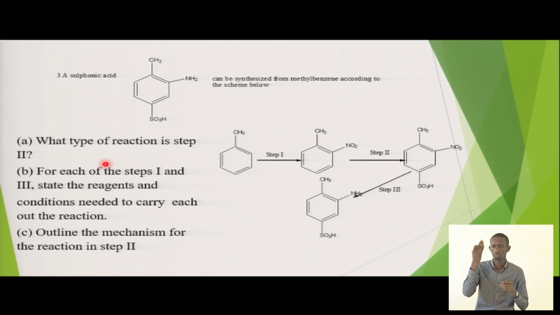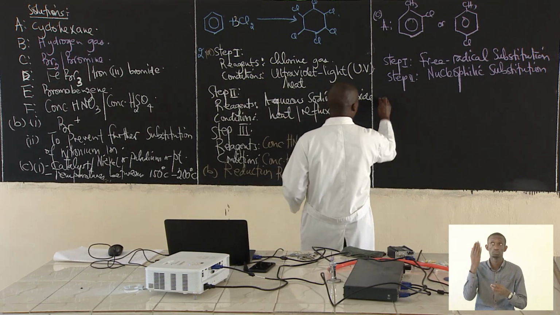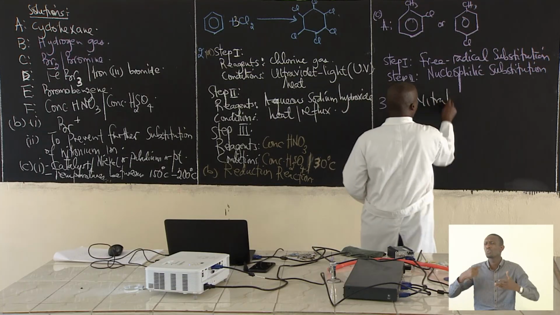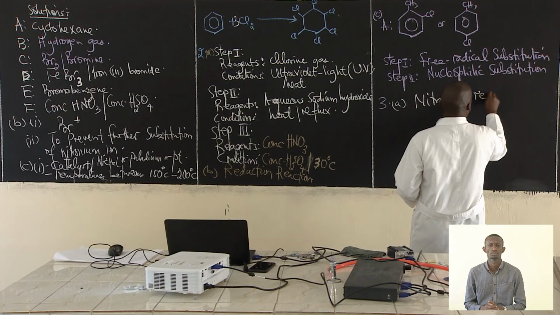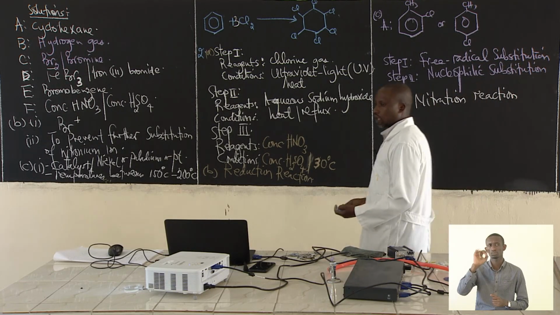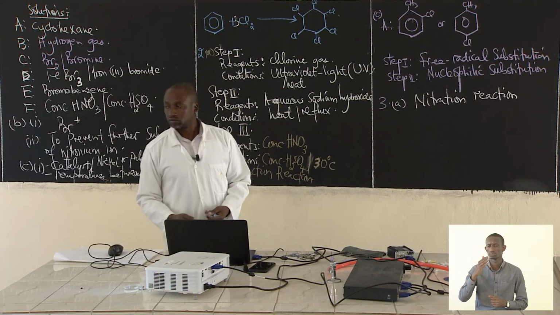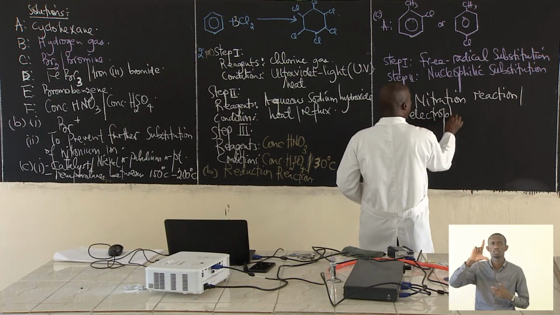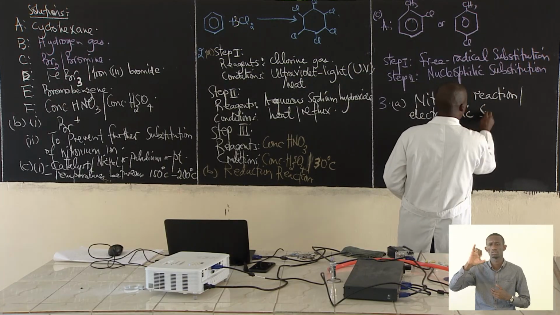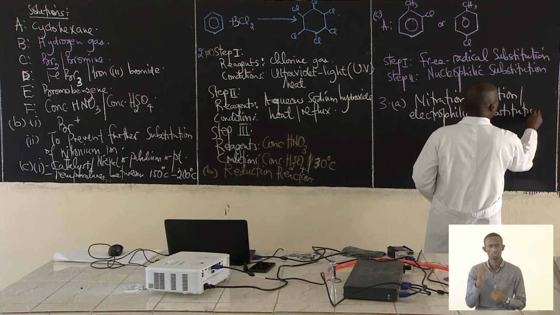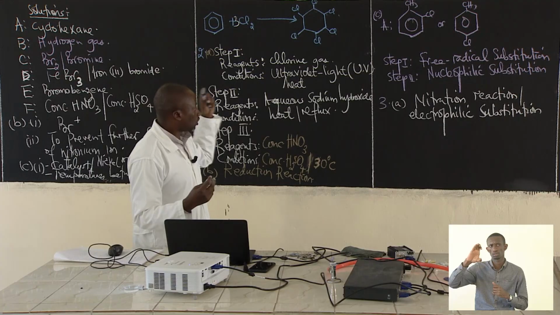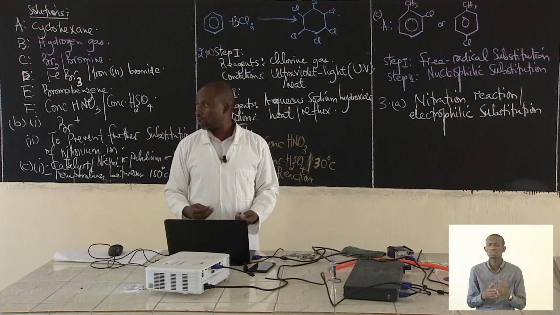What type of reaction is step number 2 here? This is nitration. So this is number 3. What type of reaction? This is a nitration reaction. Or sometimes you can say electrophilic substitution. But this one is more general. When you say electrophilic substitution, you are also correct, but you are becoming more general. So it is nitration, to be precise.